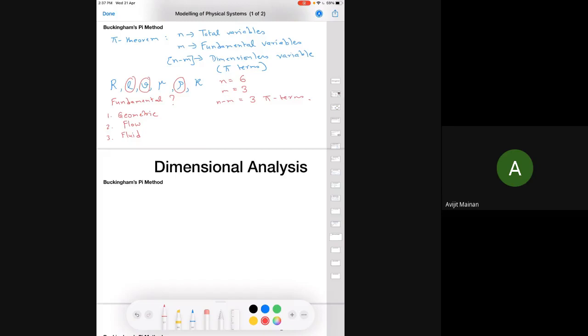Okay. Also, one more point of caution. My output variable is never taken to be a fundamental variable. Okay. So whatever the output variable for your function is, it is never a part of the fundamental set.